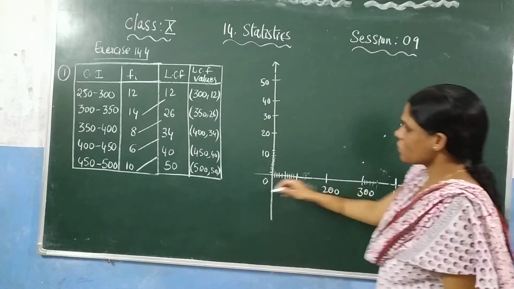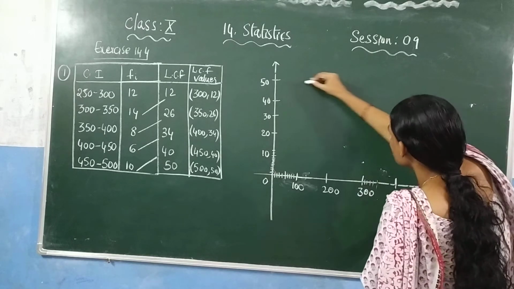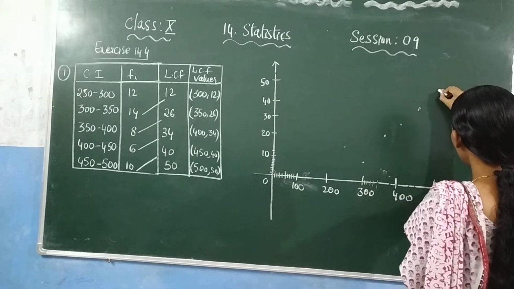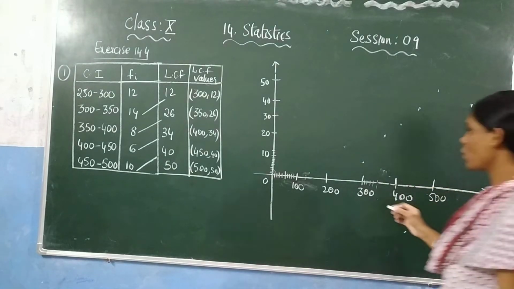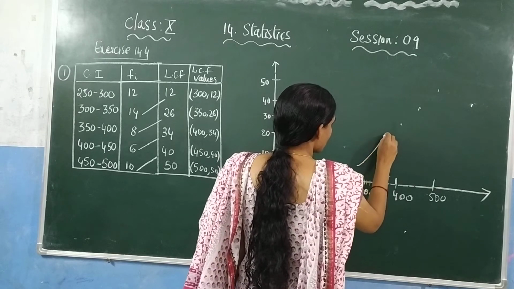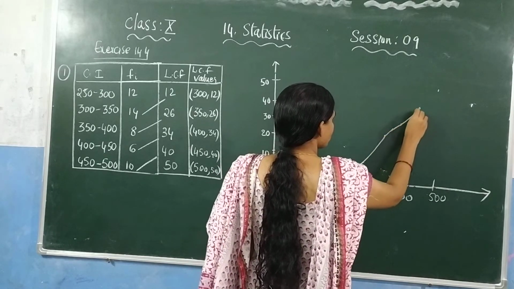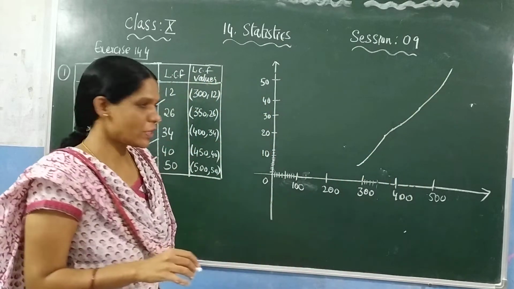Now the last one, which is 550. 500 is here and 50 you will get somewhere here, right? 400, 550. Now you need to draw the graph. Join these points. If you join these points, how will you get it? You will get the graph like this. So this is the less than cumulative frequency curve.